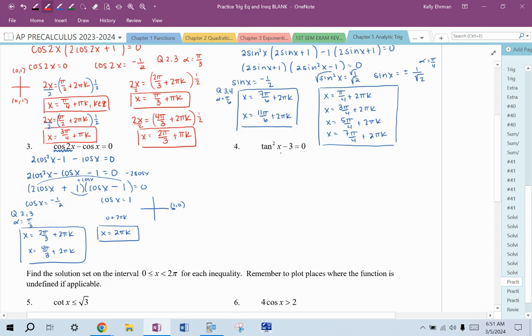And last equation to solve, tangent squared minus 3 equals 0. So we can isolate tangent squared here by adding 3 to the other side. We need to square root both sides. So tangent x is plus or minus radical 3. And remember, that's like radical 3 over 1.